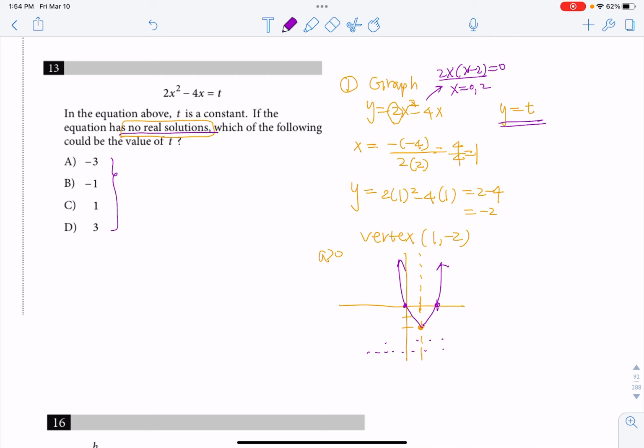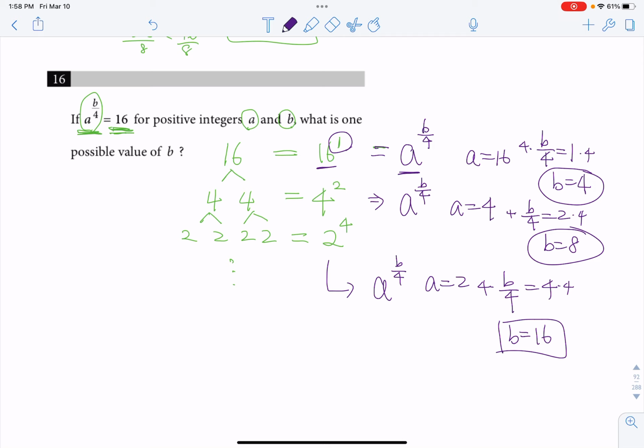And also for this one, a to the b over 4 power, a will be 2, then b over 4 should be 4. You multiply by 4 on both sides, b could be 16. So I can say b possible value will be either 4, 8, or 16. You can choose any one of those.